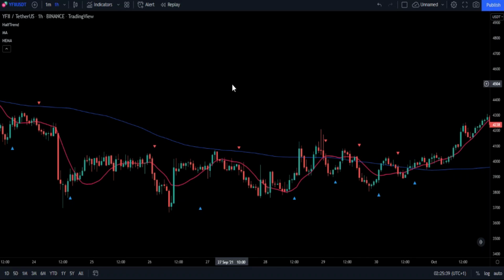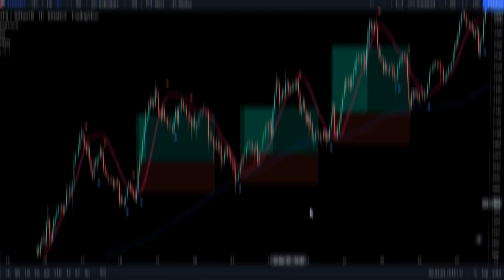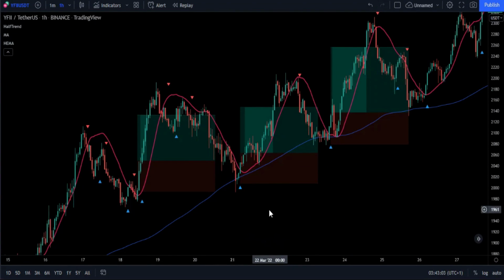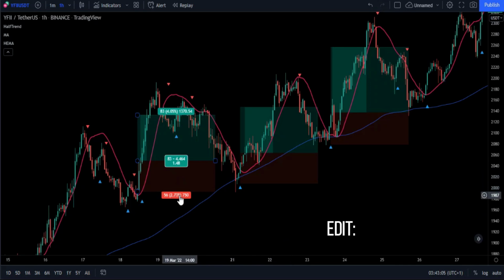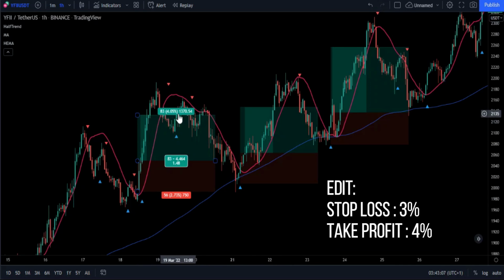But how can we take profit and stop loss in this strategy? Well, the take profit will be fixed at 1 hour frame, and it will be like this: 2.7% stop loss and 4% take profit.